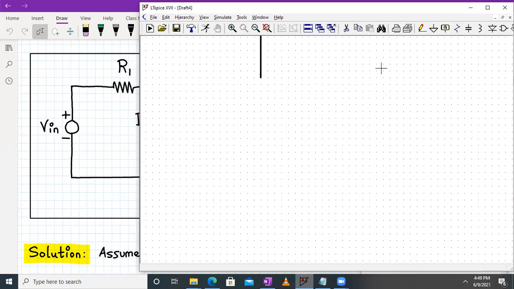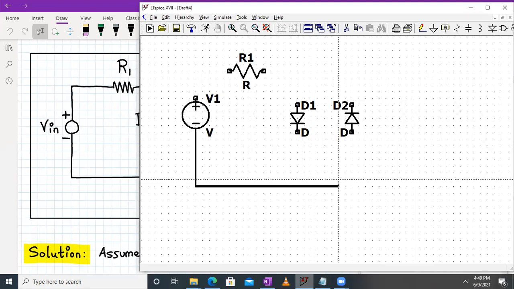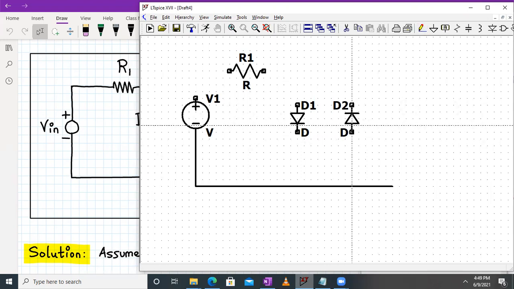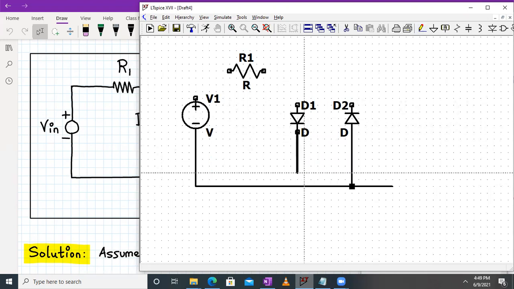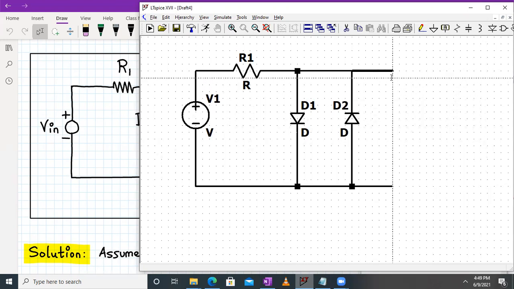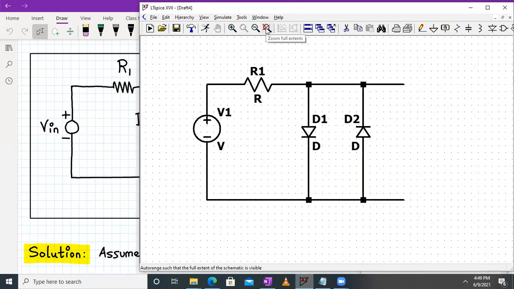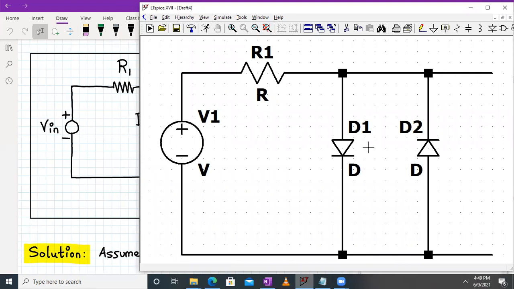Let me make the connections quickly. So here are my connections. In the circuit, the resistor value should be greater than the on state resistance of the diode. Okay, this is my circuit.